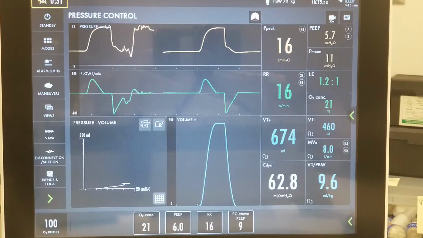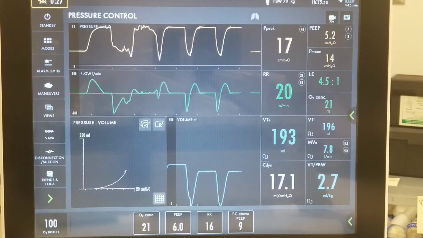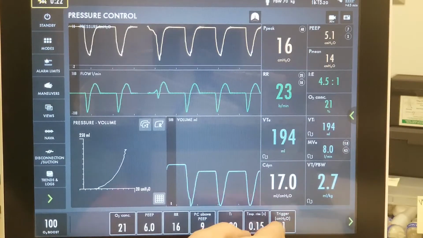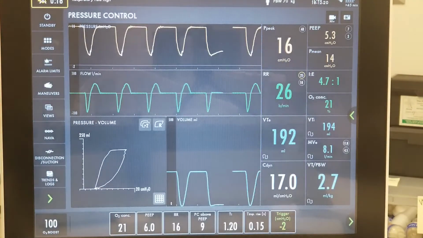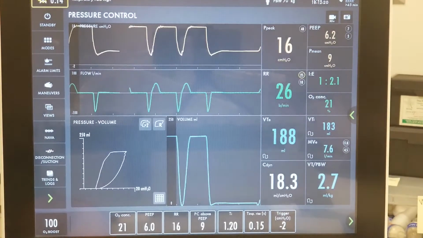So let's see, we're going to decrease it to 20. And now notice, well, now we're auto-triggering again because of decreased compliance. So we know how to deal with that, right? Decrease sensitivity a little bit to -2. And now our auto-trigger goes away.